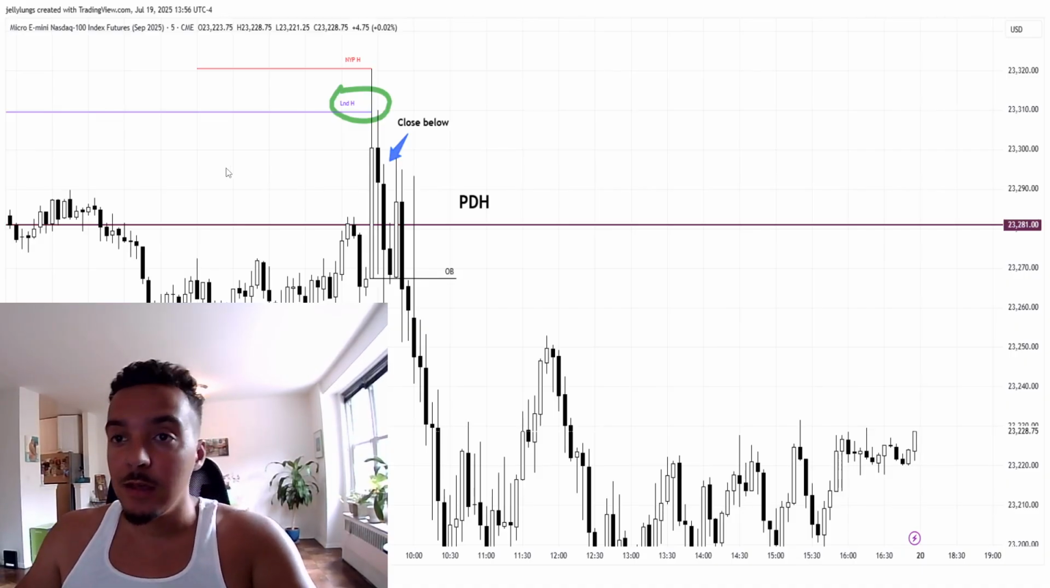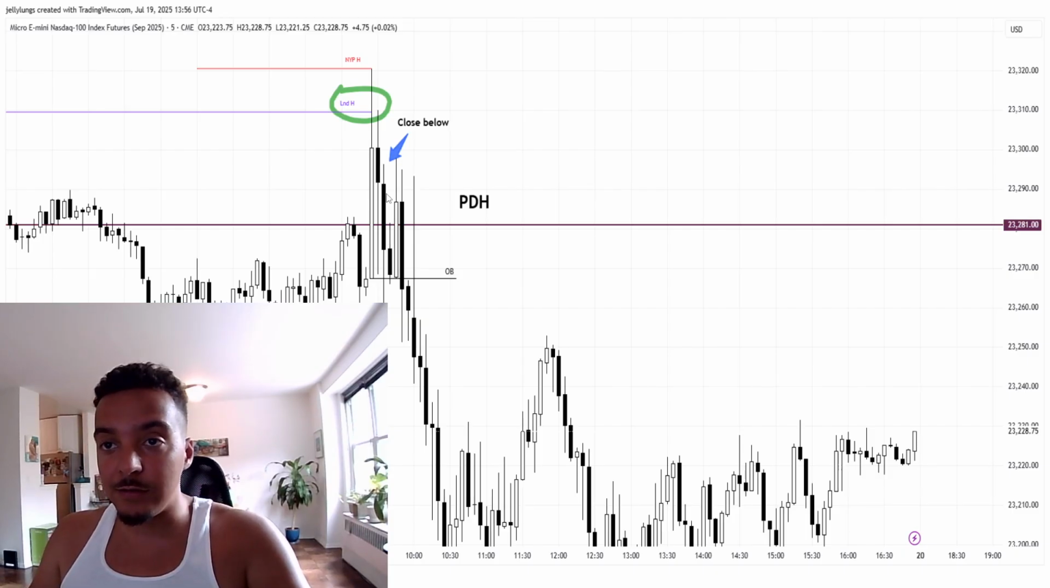Anyways, we close below right here. This candle closed below. We do not have an entry. We do not have an order block, sorry. We do have the turtle soup. So if you want to close below, you want to short right here, you're okay putting your stop there.